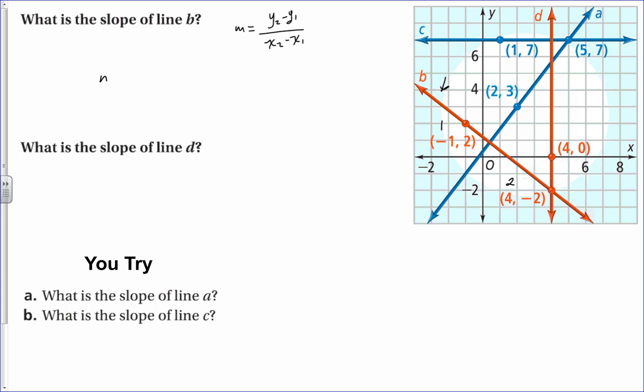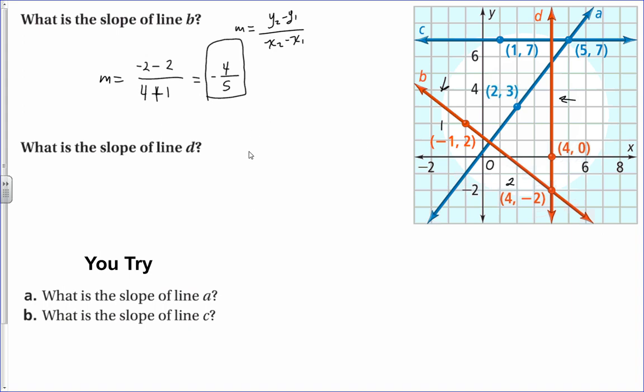So we're just going to do m equals y2, which is negative 2, minus y1, which is 2, over x2, which is 4, minus x1, which is negative 1. So this is going to be a positive 1. So negative 2 minus 2, negative 4. 4 plus 1 is 5. So our line B here has a slope of negative 4/5.